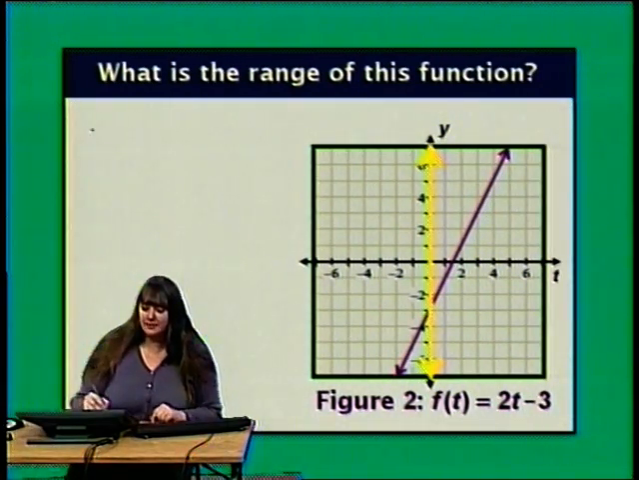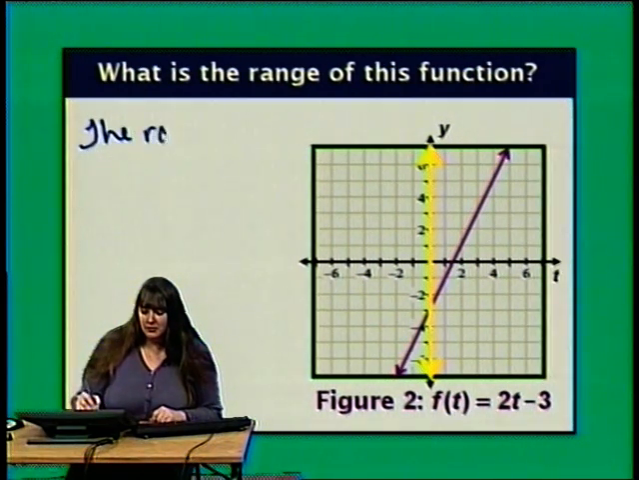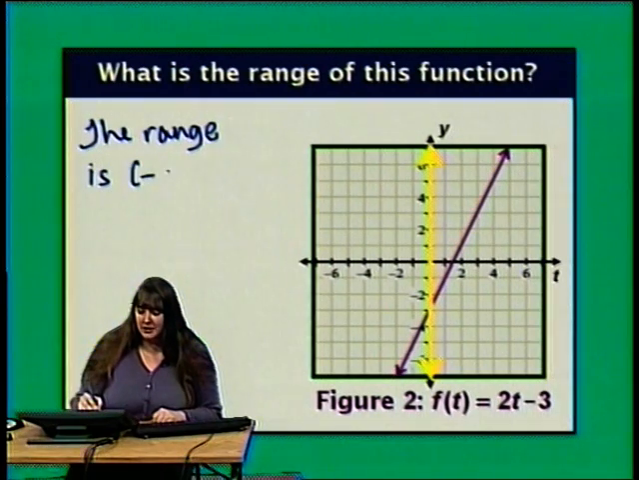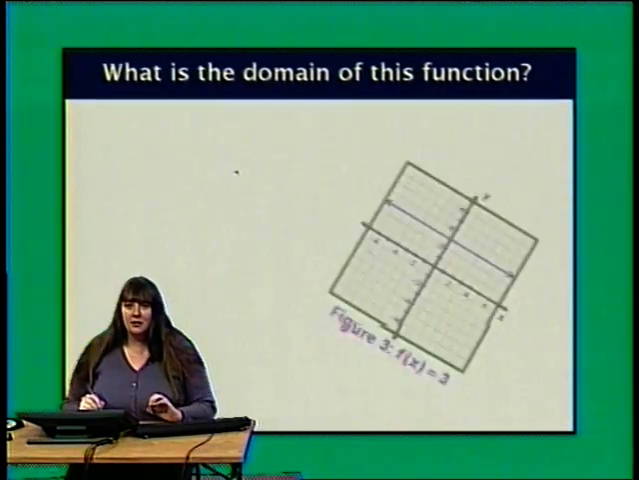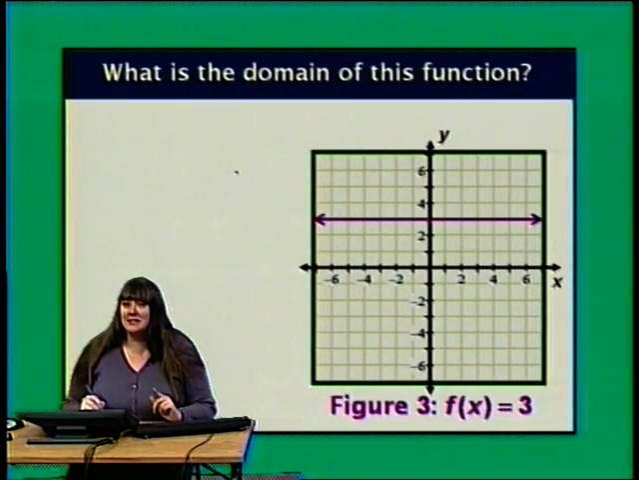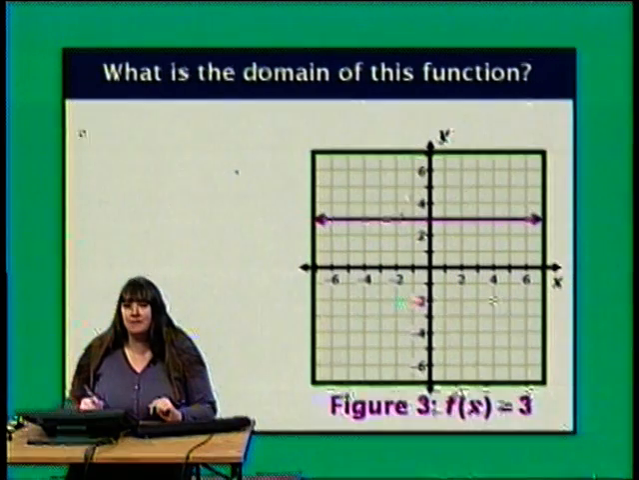So the range is all real numbers, just like the domain. And in interval notation, we write that as negative infinity to infinity. Let's look at one more line. This line's a little bit different because we're looking at the constant function f of x equals 3.